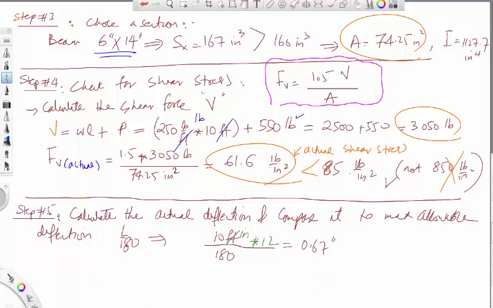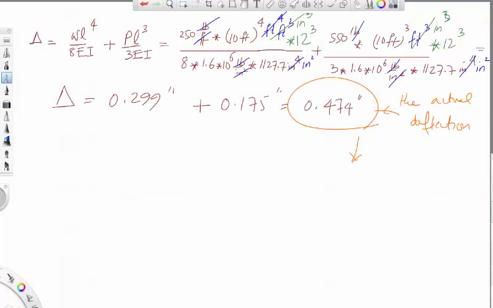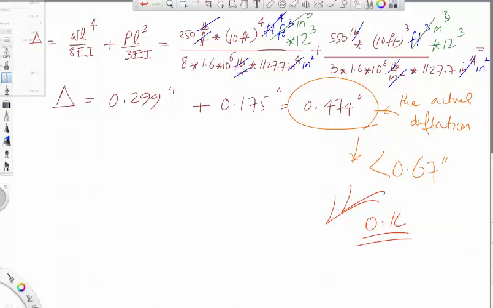So the maximum allowable deflection is 0.67. Let's go back to 0.67. So this is less than 0.67 inch, meaning the actual deflection is less than the maximum allowable deflection. So that means the design is okay. That is the end of this example. You need to go through these examples again and practice and see if you have any questions. Hopefully I will answer them in class.